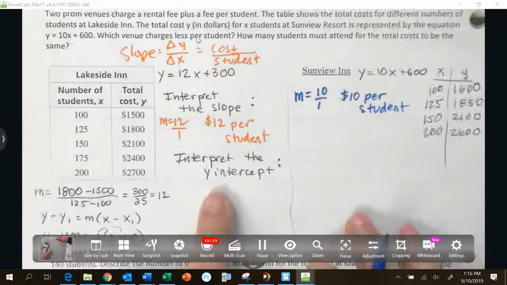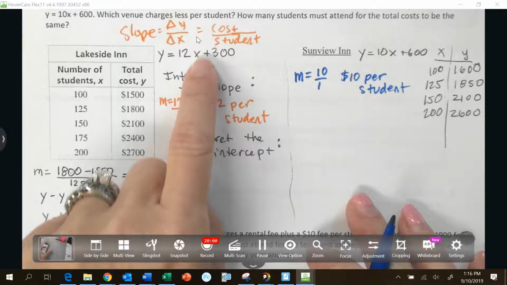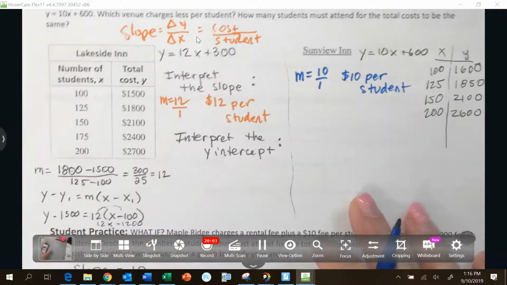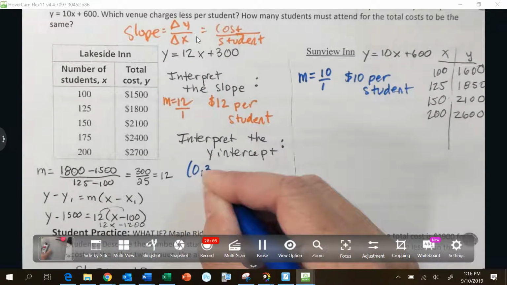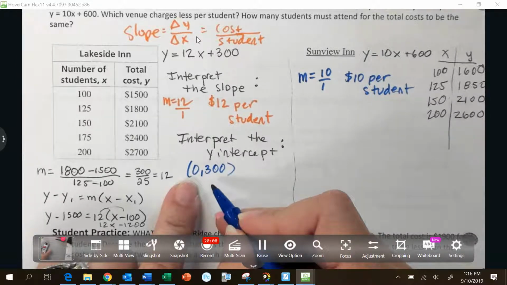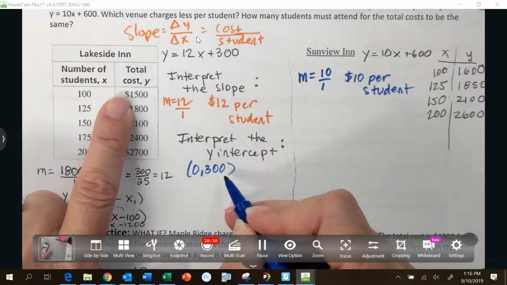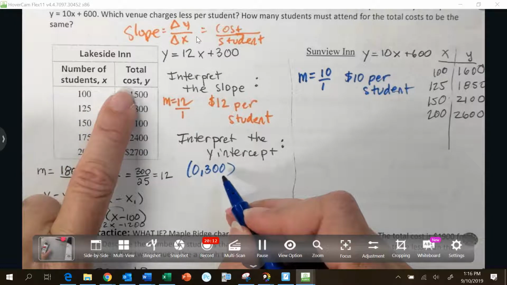Now we're going to interpret the y-intercept. So we can see my y-intercept up here is 300. So 0, 300, and we look at what x stands for, and we look at what y stands for. What does 0, 300 tell us?